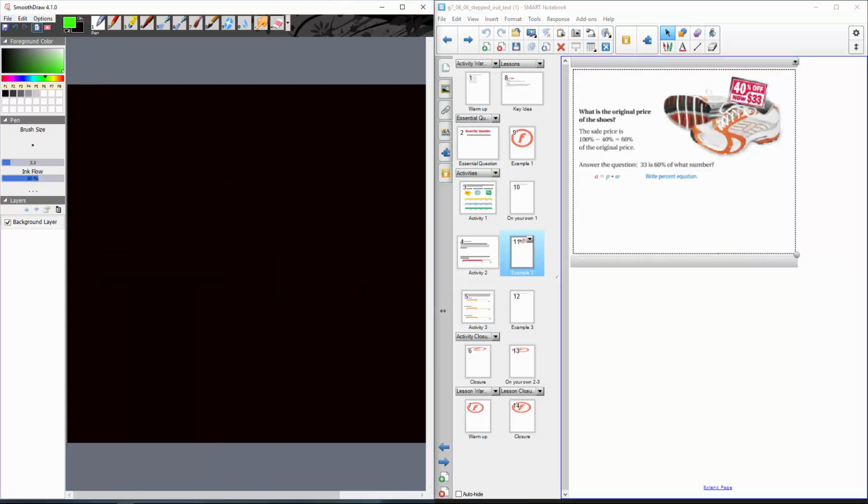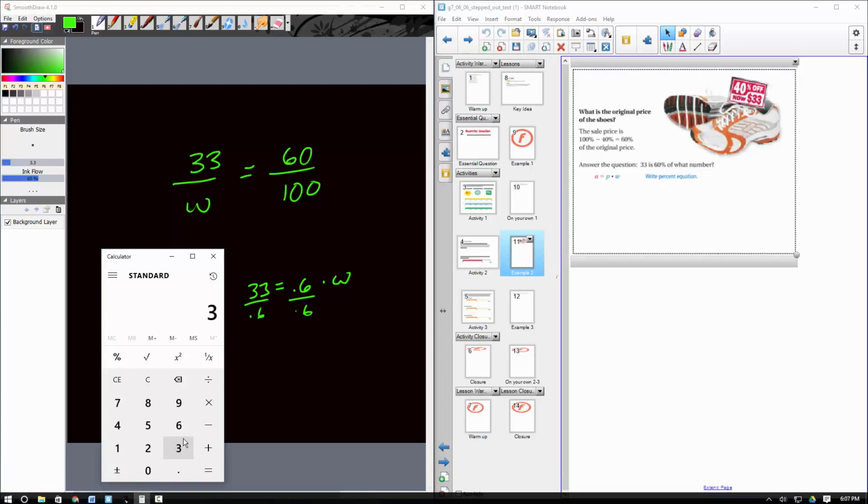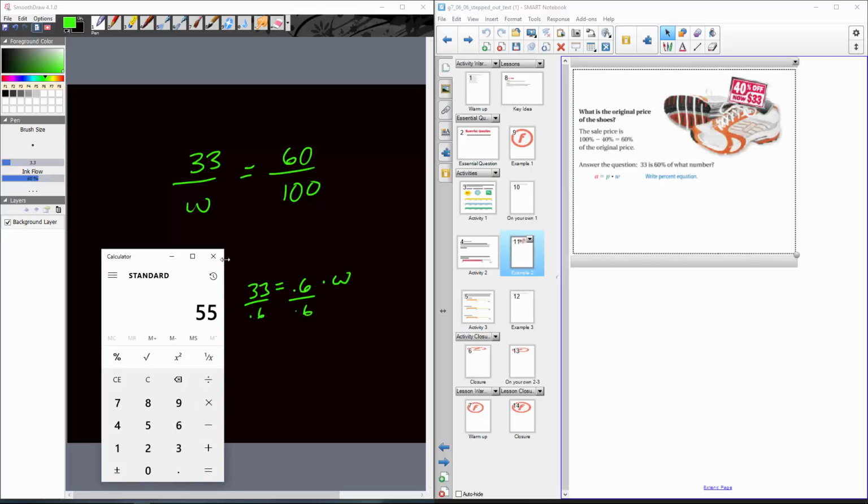So let's just write this out. 33 is 60% of what number? Don't know. The other way they could do this is the part is 33 and that equals the percent, which is 0.6, times the whole, which we don't know. So in this case, I would divide by 0.6. So 33 divided by 0.6 equals 55. If I do it the way that we're used to doing it, in terms of cross multiplying, I'll have 3,300 divided by 60. And I also get 55. So either way will work.